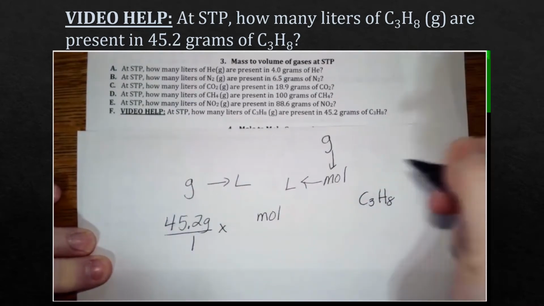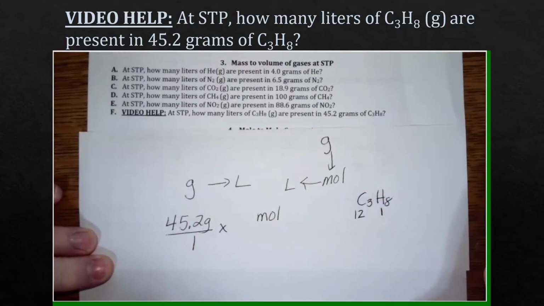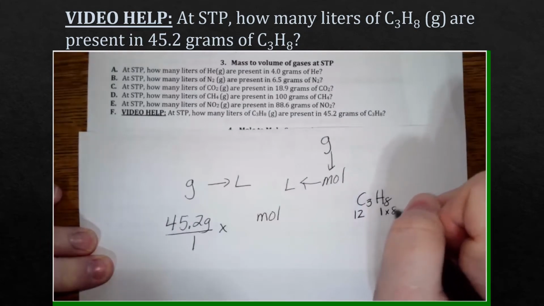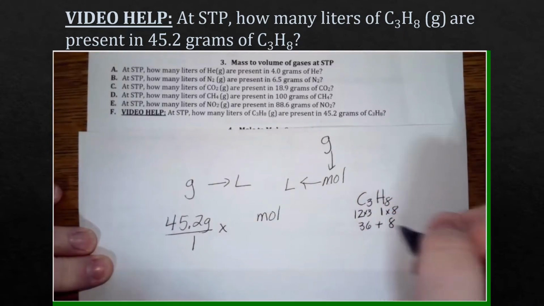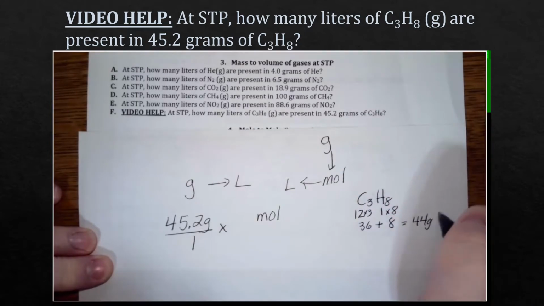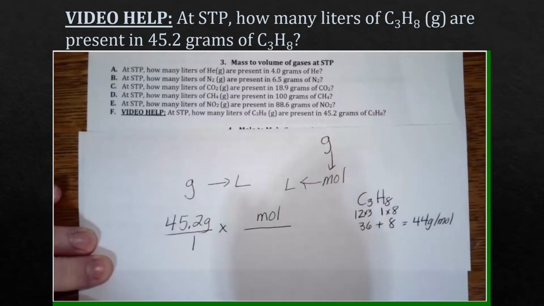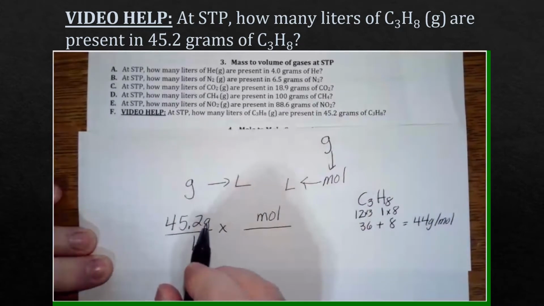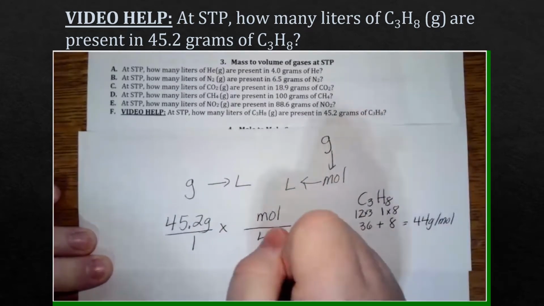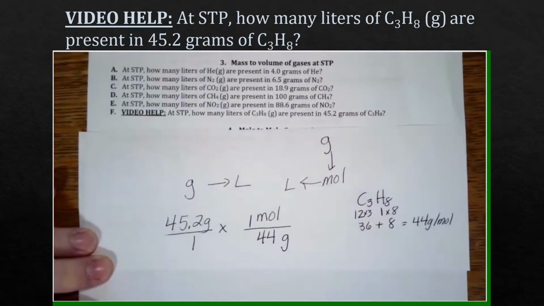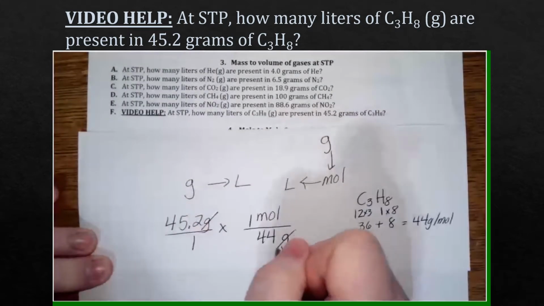I'm going to show you how I do it short instead of writing it down. The gram formula mass of carbon is 12. The gram formula mass of hydrogen is 1. 1 times 8 is 8. 12 times 3 is 36. 36 plus 8 is 44 grams per mole. I'm trying to get rid of this gram, so what I want to get rid of, I throw it in the basement. So the grams goes down here, so 44 grams in 1 mole. Grams crosses out, that's good.